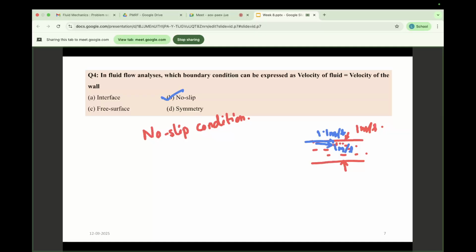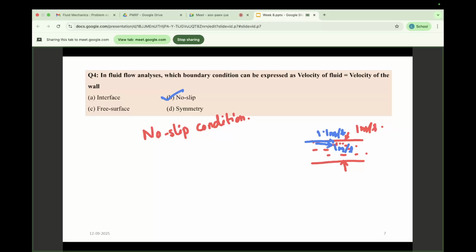Next is the free surface. What is a free surface? The interface, they say. If you talk about an interface, that means between two fluids. It may be liquid-liquid, oil-water, anything. But if someone says free surface, it will definitely be an interface between liquid and air. That is fundamental.